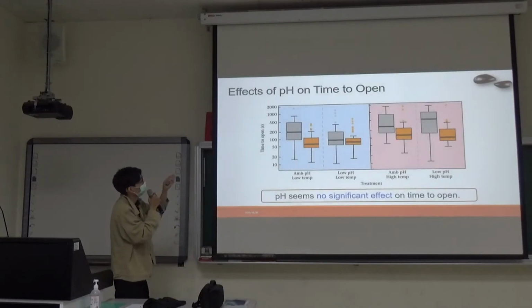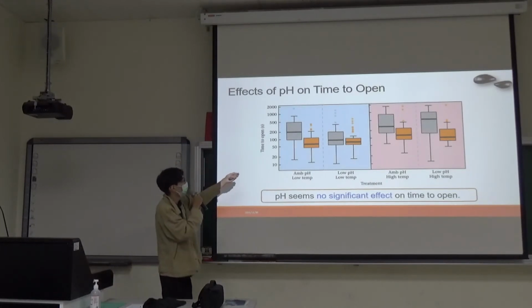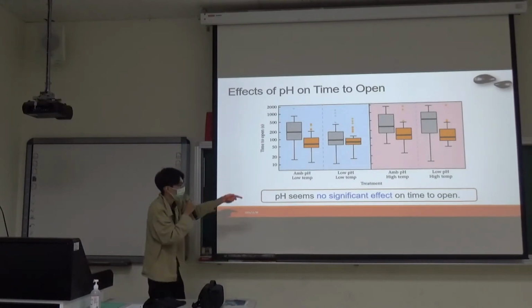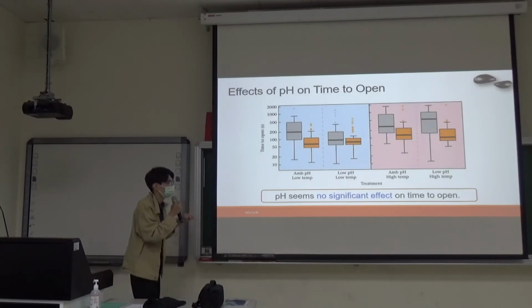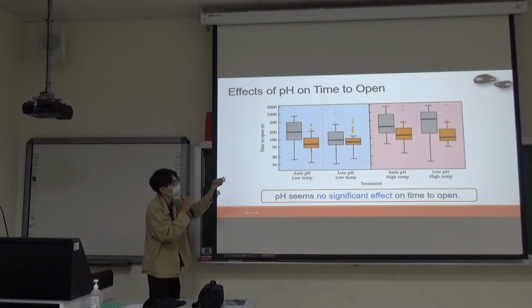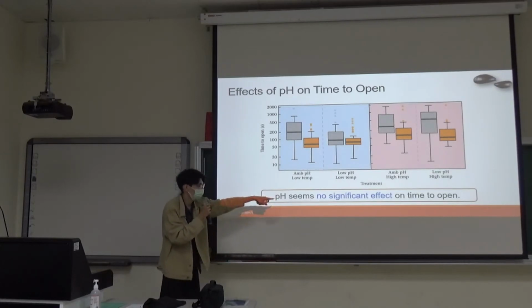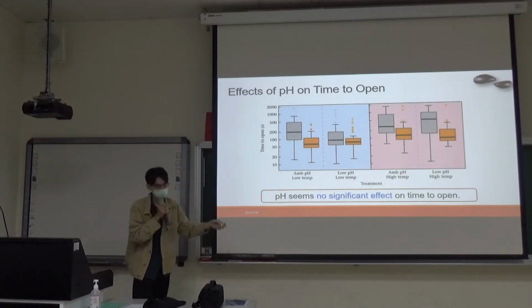Okay, let's talk about the effects of pH on the time to open. You can see the y-axis is the time to open, and the x-axis is four different treatments in our experiment. According to this figure, we can conclude that pH seems to have no significant effect on time to open.